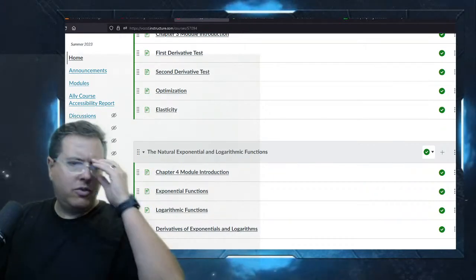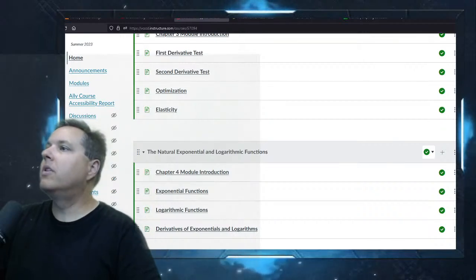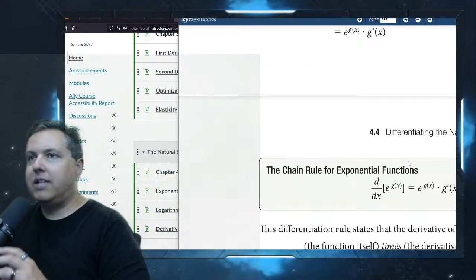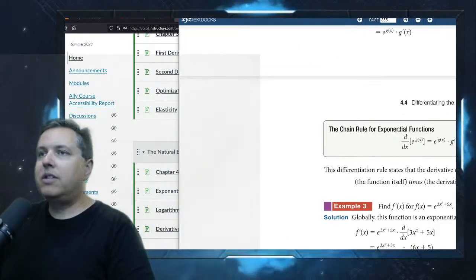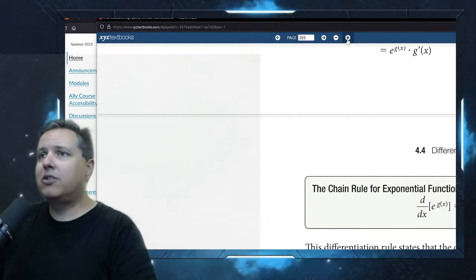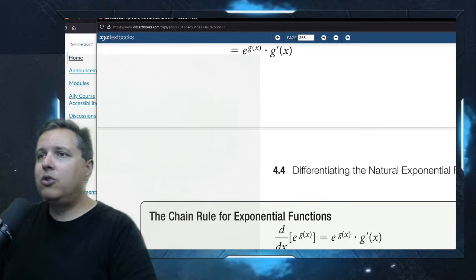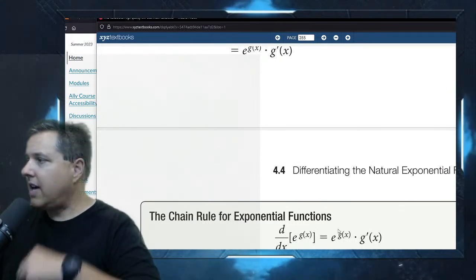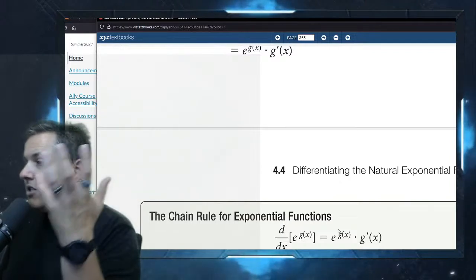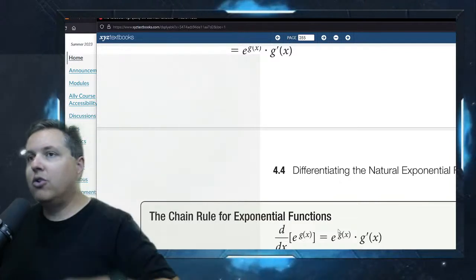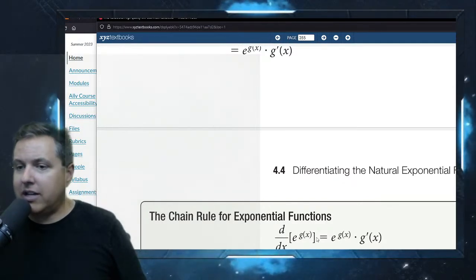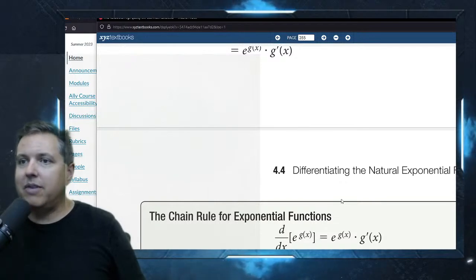Then back to this. Differentiating the generalized exponent. So again, most of the time that you run across e to the x, it's not just going to be e to the x all by itself. It's going to be e to some function of x. That is, it could be a polynomial, or it could be anything, but it's some other function of x that you're raising that thing to. So, it could be the derivative of e to the 3x squared minus 4x plus 5 or something like that.